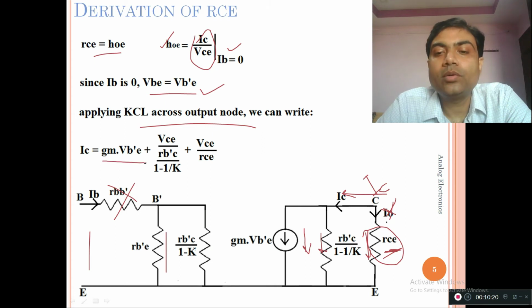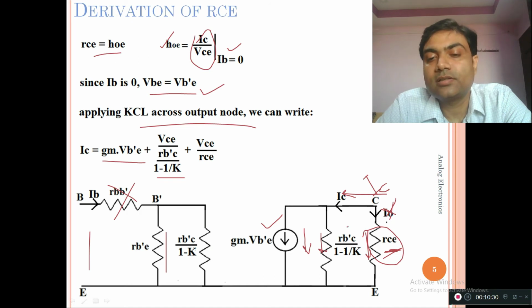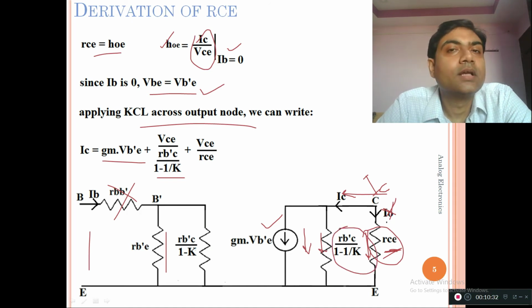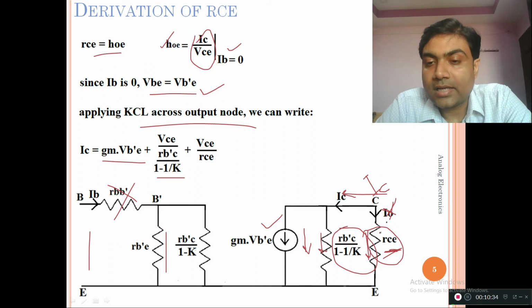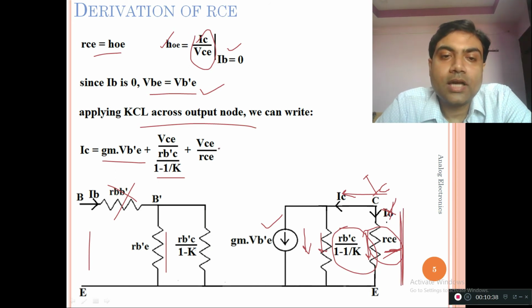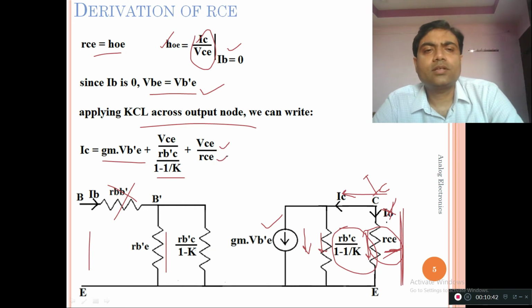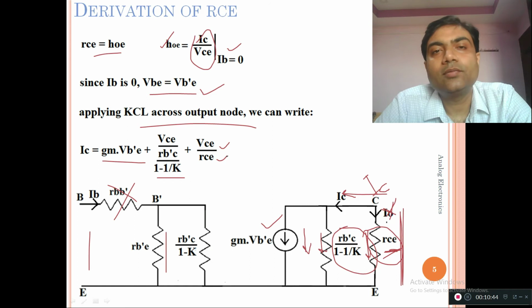So IC is giving me the value in three different components. First is GM into VB dash E, that is the first component. Second component is VC upon RB dash C upon 1 minus 1 upon K. This is the Miller resistance which we have calculated. And last but not the least, what is the value of the current here? The output voltage upon resistance, obviously. So this is how we have calculated the value of the IC.